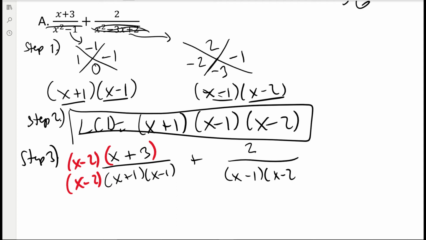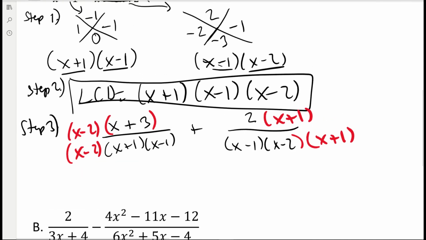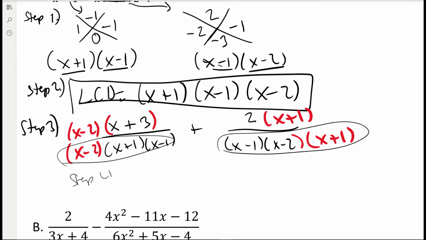And then if you look at the second fraction, the second denominator, I'm actually missing an x plus 1. So I'm going to give it an x plus 1 and do the same on top. And now, notice that both denominators match, and they both equal the least common denominator. So now, step 4, I'm going to combine this under one common denominator. Since these denominators are the same, I can combine them into one denominator.